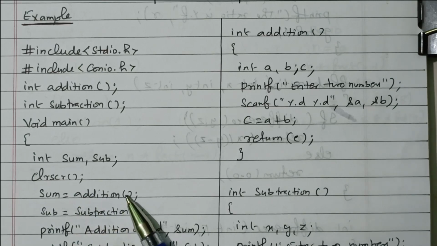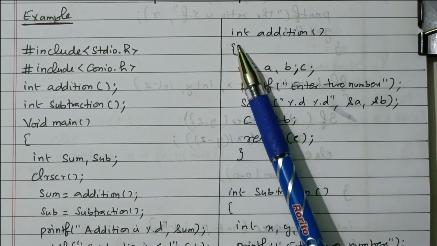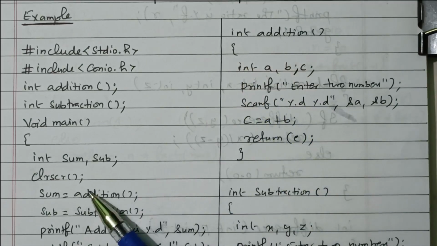Right? We are not going to pass any variable. So the inputs are not needed here. Only these two are outputs. Sum equal to addition. Without any argument, we are calling the function. Now the control will transfer to integer addition. So both should be matched.